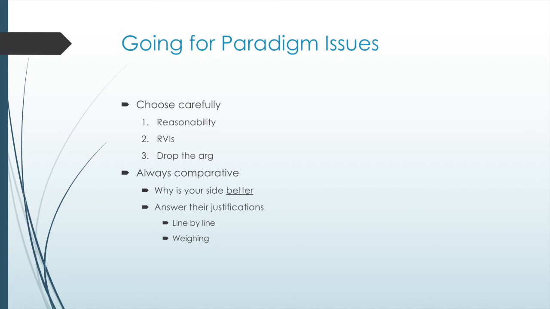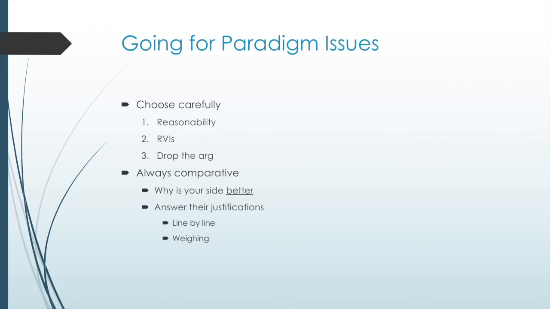Why reasonability is better than competing interps, as opposed to reasonability is good and leaving competing interp justifications there. It's also a good idea to answer your opponent's justifications. So you're going to say prefer reasonability over competing interps, and you're going to give your justifications, but then you're also going to take the time to say, on my opponent's competing interps justification, their logic is flawed here because blah, blah, blah. And you're going to explain why their justifications are bad, like line by lining them. And you can also do weighing as a way of doing comparison between your justification and your opponent's justification.